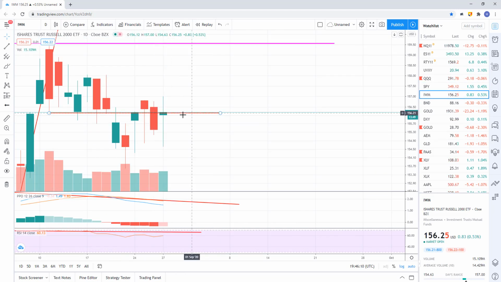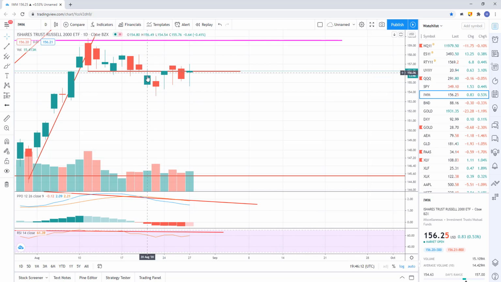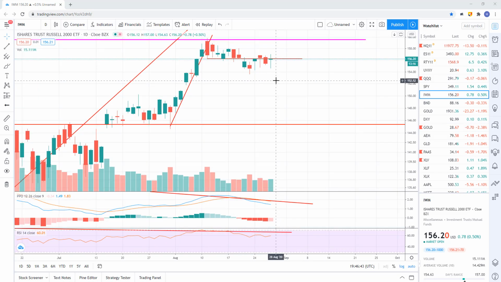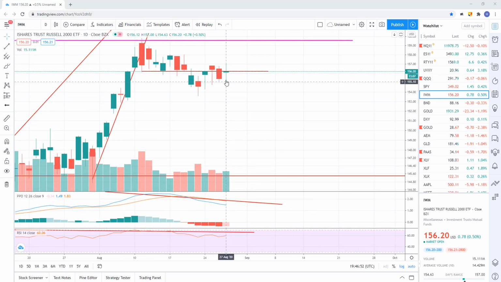IWM, now this one's starting to look a little tricky. We've had this support line here at 156.20 for a while. Looked like it was going to break today, but it moved back right up, and it's going to close right at this level. So it's possible that this wants to break higher and move a little bit higher. It's really 50-50 at this point, so I'm not quite sure. I just want to point that out, and it could go either way. Could break to the upside, could break to the downside.